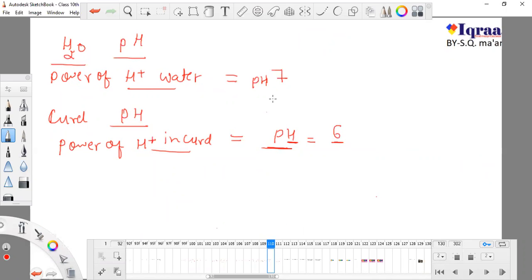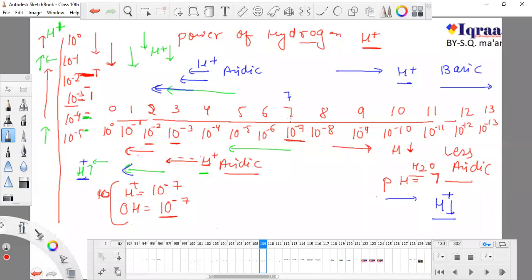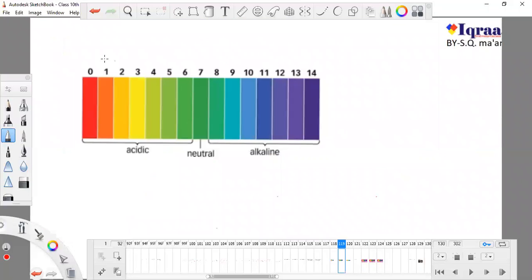Now don't get confused that the value of 7 is less and the value of 6 is more. Don't confuse this. Generally we have this type of chart in our books. The exact values are 10 to the power minus 7, 10 to the power minus 6, 10 to the power minus 5, 10 to the power minus 4. We know that 10 to the power minus 4 is greater than 10 to the power minus 5.